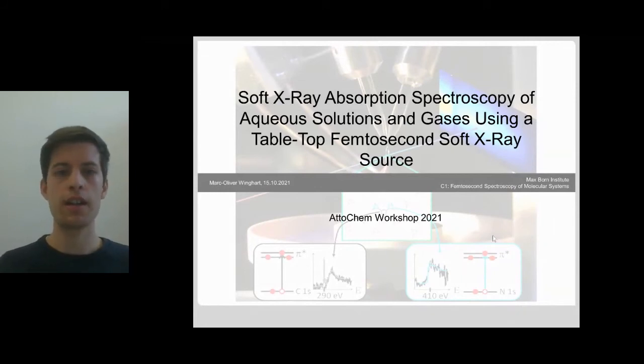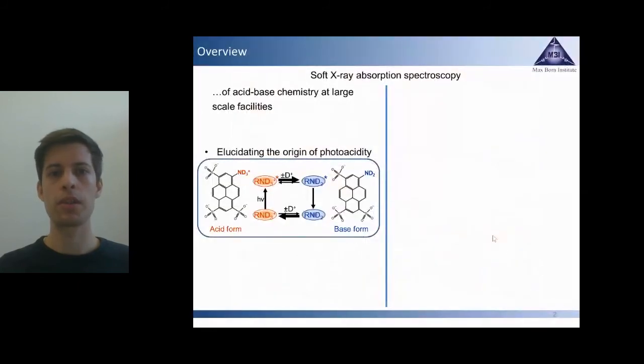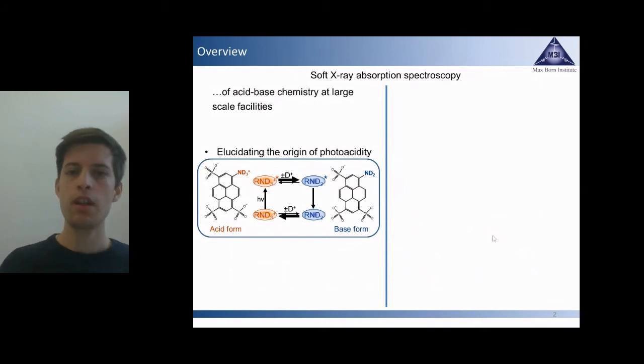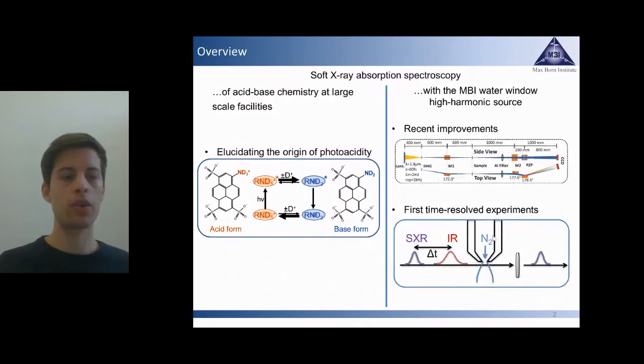On the next slide, I want to give an overview of what I want to discuss in this presentation. The topic will be soft X-ray absorption spectroscopy of liquids, considering the large scale facility work we're doing. There we are trying to learn about acid-base chemistry, and the particular case I chose for this presentation is finding out about the origin of photoacidity. In the second part of my talk, I want to focus on our recent improvements with our tabletop harmonic source, and also demonstrate our first successful time-resolved experiments. In this case, it's a gas-based experiment.